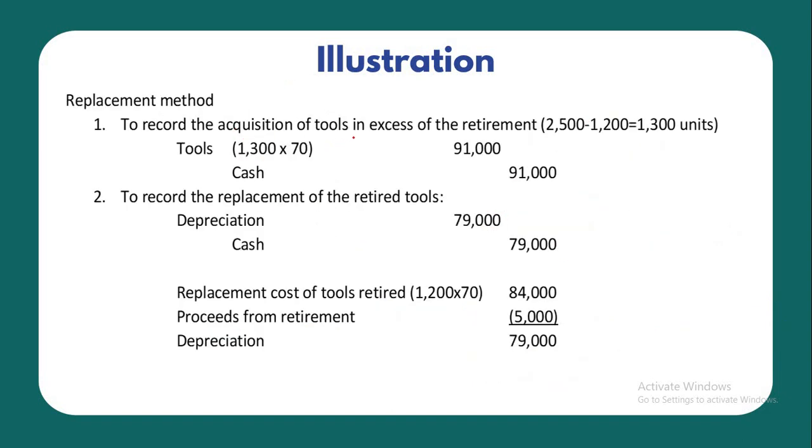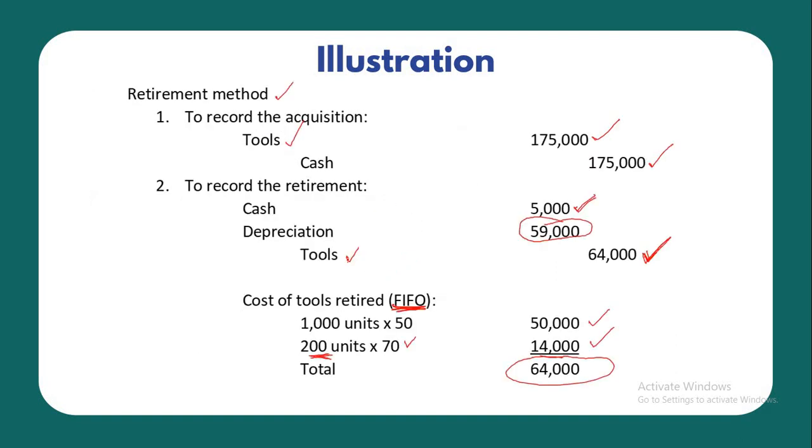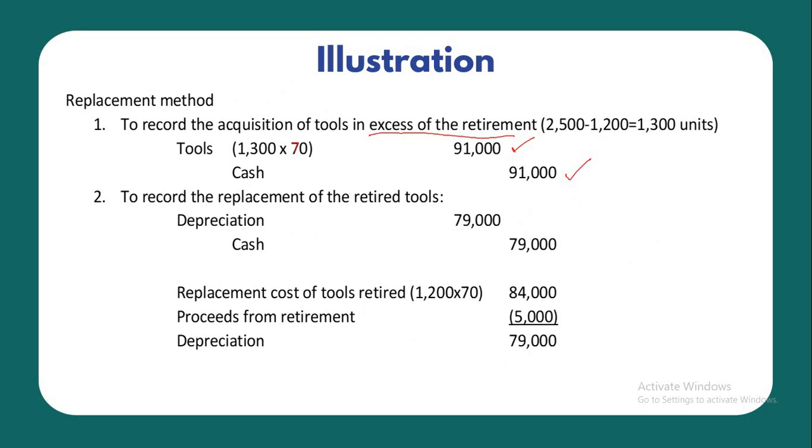To record the acquisition of tools in excess of the retirement, 1,300 times its cost of 70, that is 91,000. So, debit tools, 91,000 and credit cash, 91,000. And depreciation, okay, you will recognize depreciation equal to the replacement cost less the proceeds from retirement. So, in other words, there is nothing to retire. Unlike in the retirement method, remember, you credited tools here. Okay? Under the replacement method, there is no more crediting of the tools.